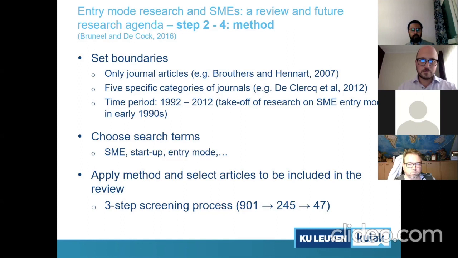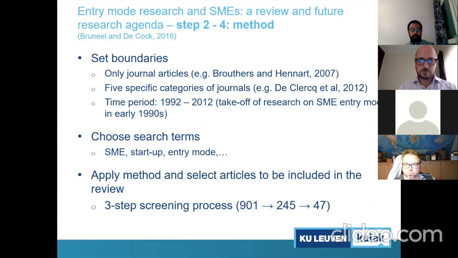Then also, in the method section of the paper, you would see that we list all the different keywords that we used to identify the initial set of articles. And then a vital part is also the explanation of the screening process. So in every SLR, you will always see that the set of articles that is eventually retained for analysis is typically not the initial set that they started from after using the keywords to identify all the different papers.